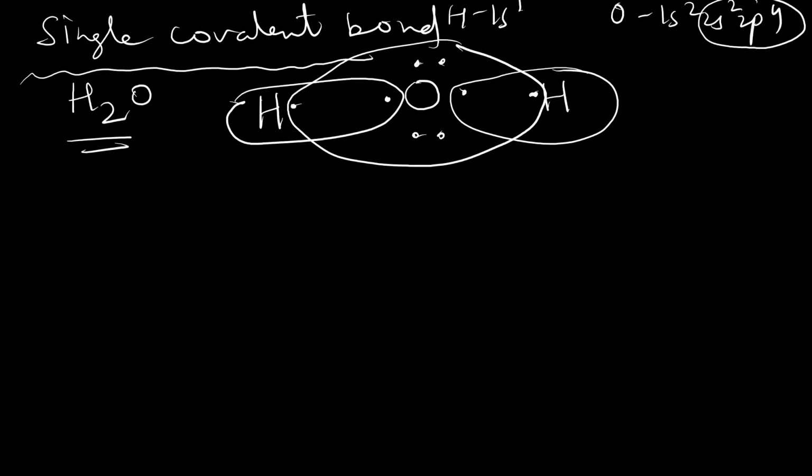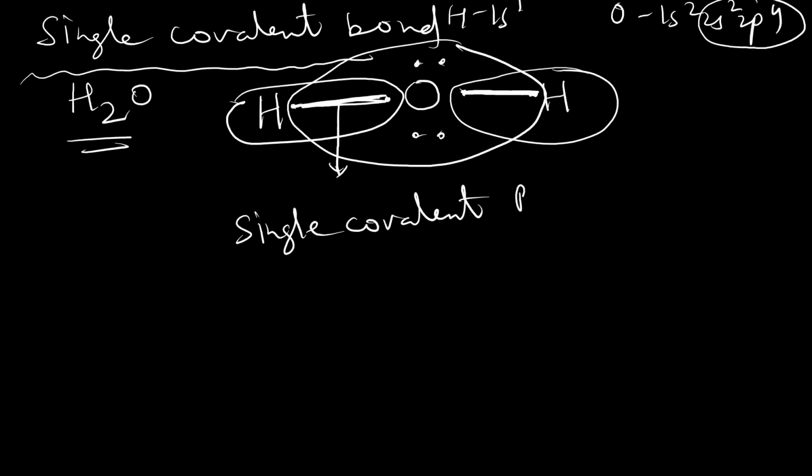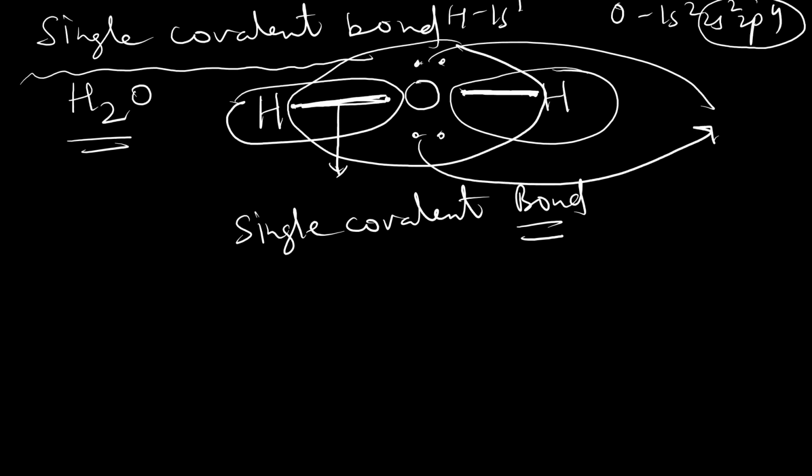So there is one electron pair between this hydrogen and oxygen, and one electron pair between this hydrogen and oxygen. So this bond is called a single covalent bond because it has only one electron pair present. And these two which are not participating in bond formation are lone pairs. So there are two lone pairs on oxygen.